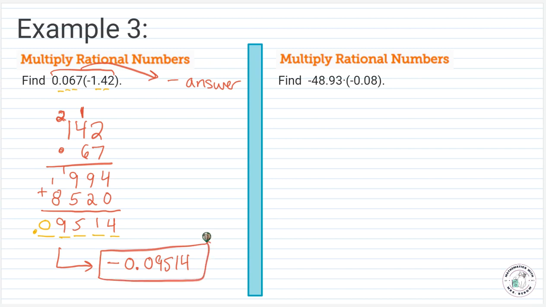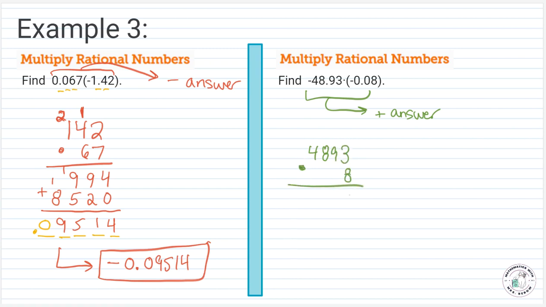So same idea with the one on the right. We have a negative multiplied by a negative, so I'll be better this time and actually pay attention to what our sign should be. This one is going to end up being a positive because you have the same sign. So same sign, positive answer. So we can actually just ignore those negative signs. And then just like the previous question, we're just going to multiply 4,893 multiplied by 8. That's how we're going to think through this question.